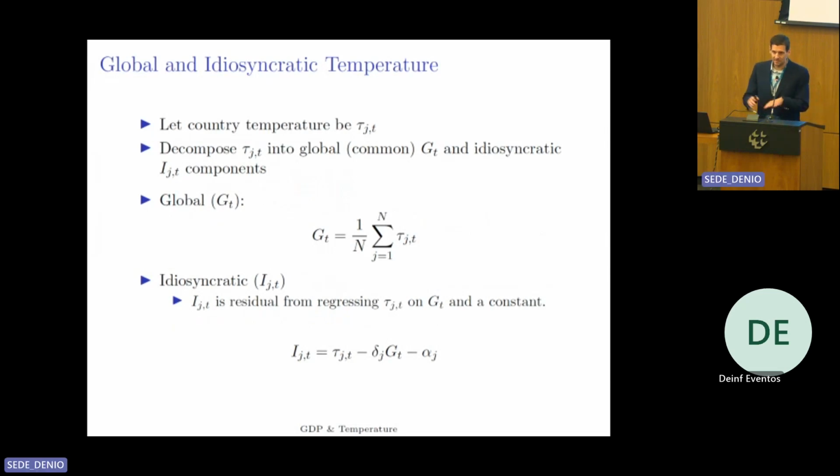The idiosyncratic temperature, that one's common. What we're going to do is regress the country's temperature on a constant and the global temperature. And that error term, we're going to call the idiosyncratic component. If you look here, you could think about regressing tau on a constant and G, and this would be your error term. I'm just showing you where it comes from. And this is going to be stationary by construction.